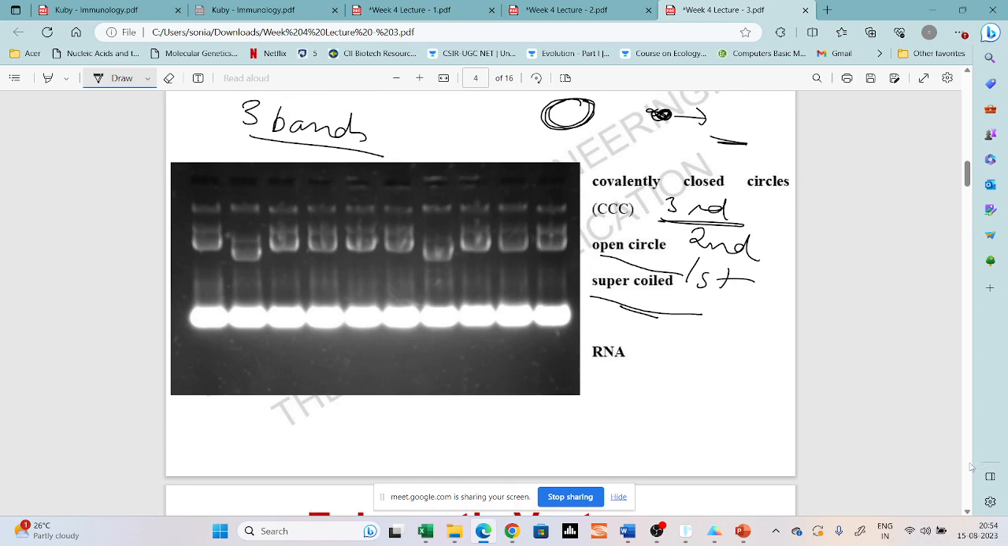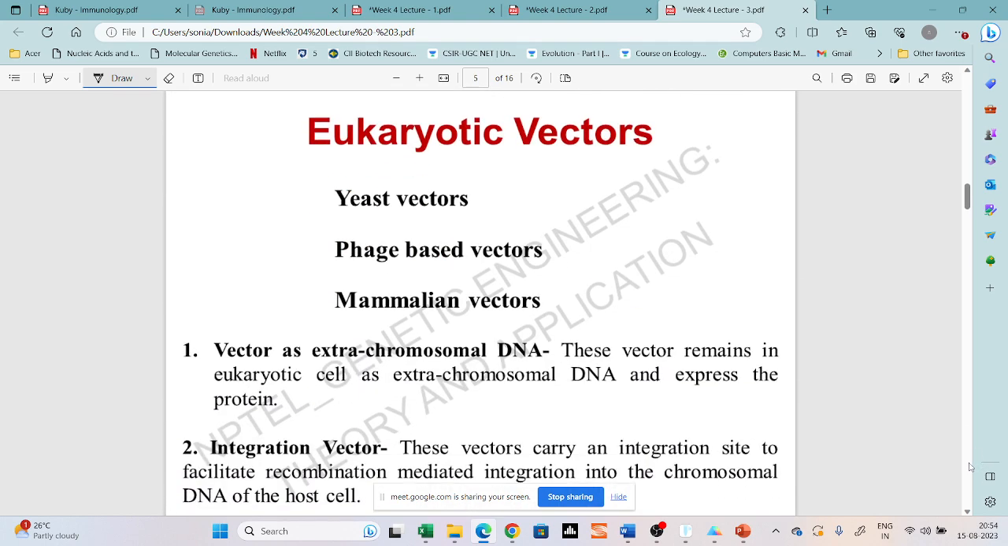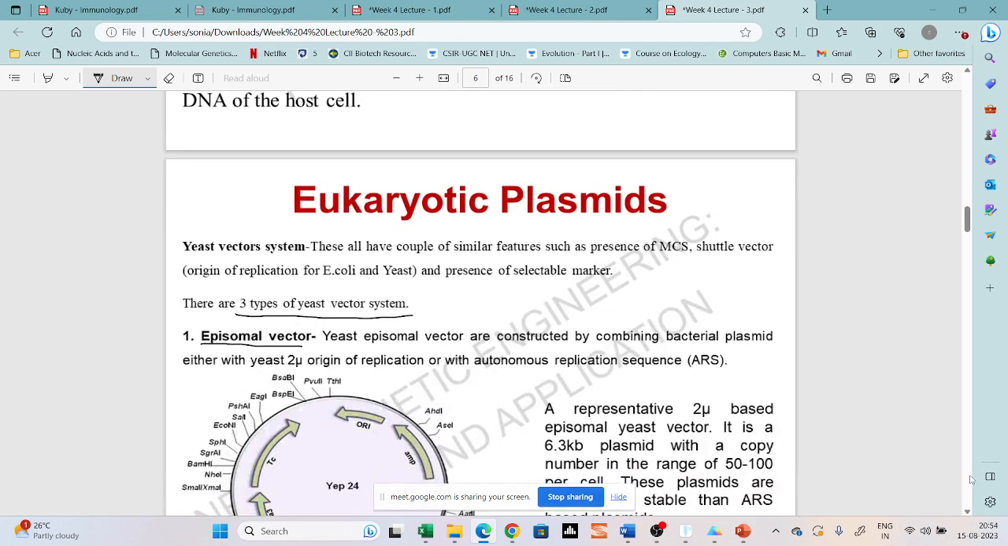When we talk about eukaryotic vectors, they can be yeast vectors, phage vectors, and mammalian based vectors. We have studied that there are many different kinds of yeast vectors. Episomal vectors will produce transient or stable expression? Tell me, will an episomal vector produce transient or stable expression?